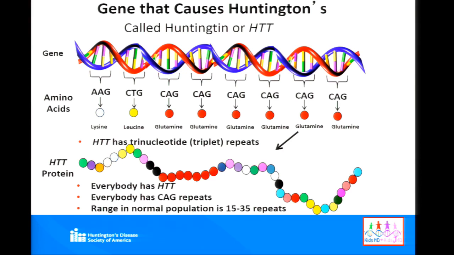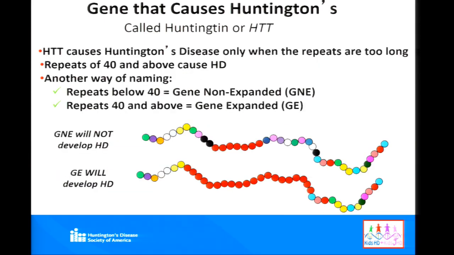So Dr. Catania mentioned this earlier, but it's really important that everyone knows that everyone has the Huntingtin gene. It's a very important gene. It's probably very important for your brain development. So everyone has it, and everyone has repeats. So everybody in this room has a certain number of repeats. And in general, the normal repeats range from about 15 to 35. So HTT causes Huntington's disease only when the repeats are too long. So repeats of 40 and above cause Huntington's disease.